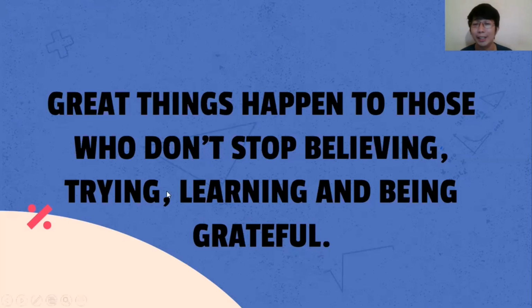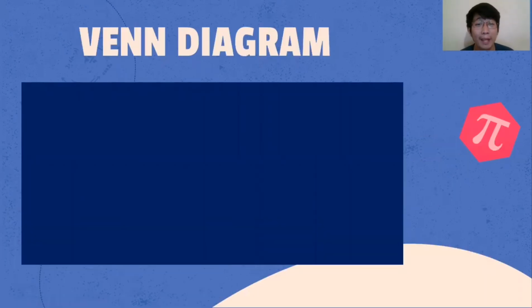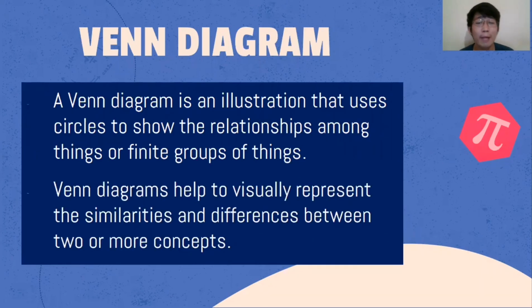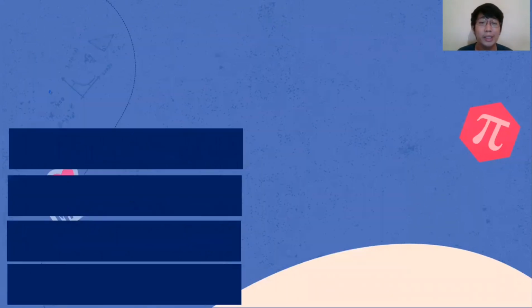Let's start our lesson. What is Venn diagram? A Venn diagram is an illustration that uses circles to show the relationship among things or finite groups of things. Next, Venn diagrams help to visually represent the similarities and differences between two or more concepts. We will be trying to relate po the sets using Venn diagram, and we will be trying to solve operations on sets as well using Venn diagram. It's very easy. Let's try to have an example in order for us to understand it more.